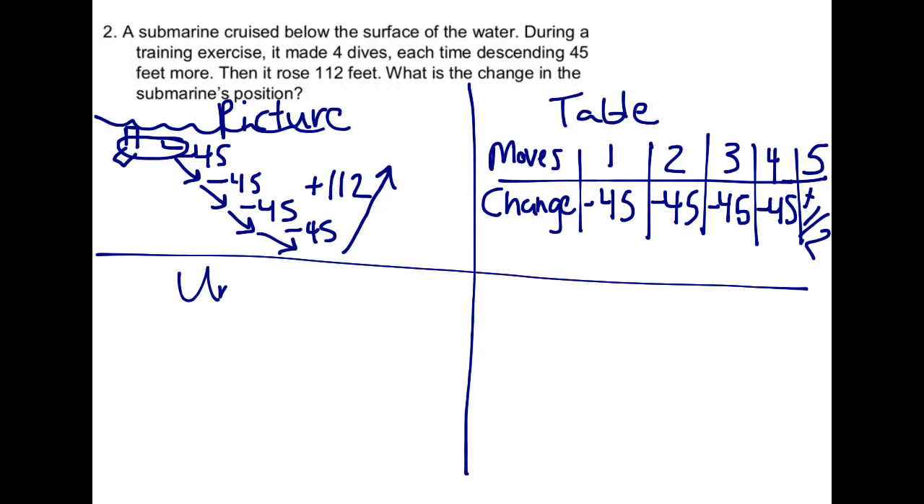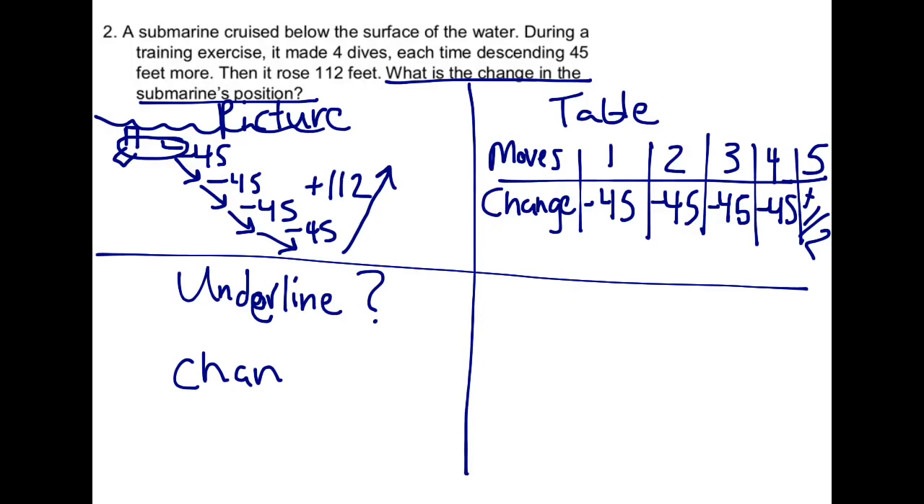So let me underline the question to make sure I'm answering the question. A submarine cruised below the surface of the water. During a training exercise, it made 4 dives, each time descending 45 feet more. Then it rose 112 feet. What is the change in the submarine's position? So I want to know the change. Basically, where is it at? Is it in a positive area, negative area? How much has it changed?